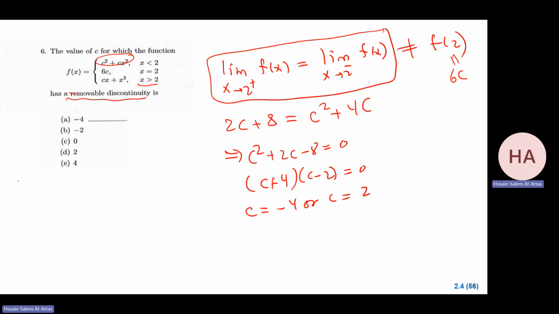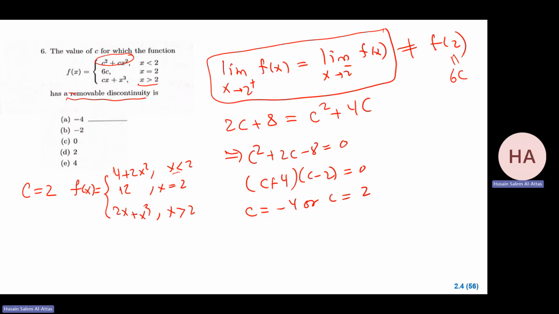So I need to check now c equal 2. What will be the limit as this goes to 2? Either I'll take right or left because they are the same. If I do the function, maybe better. What is the function? It will be c squared plus 2x squared, 4 plus 8, 12. This is 2x plus x cubed, if x greater than 2.